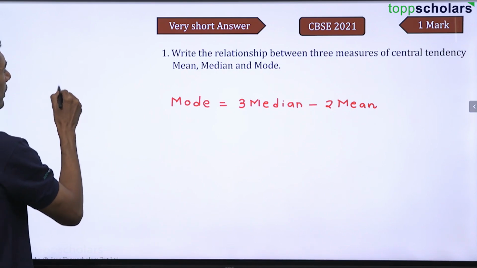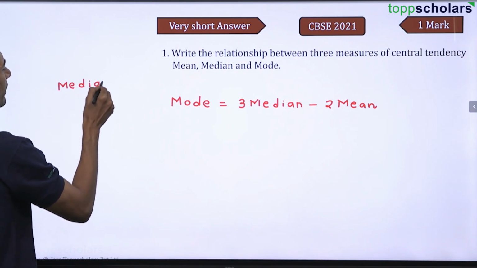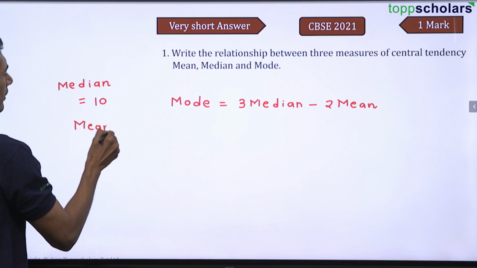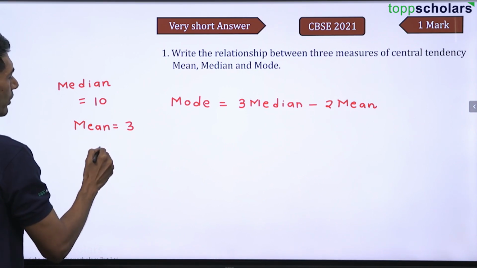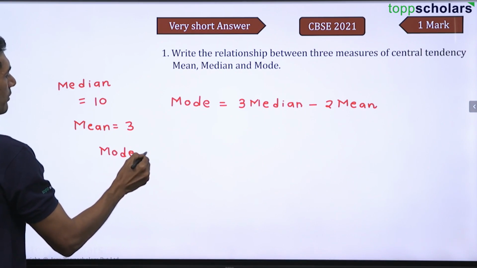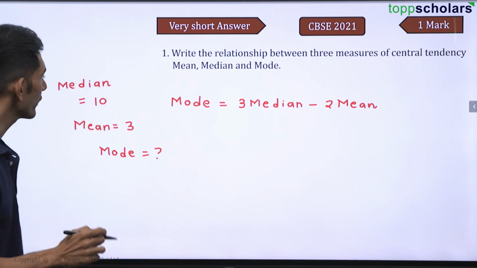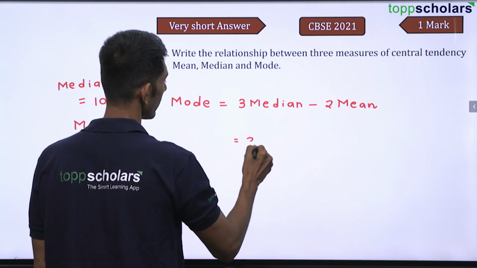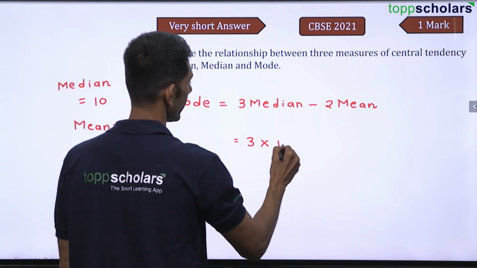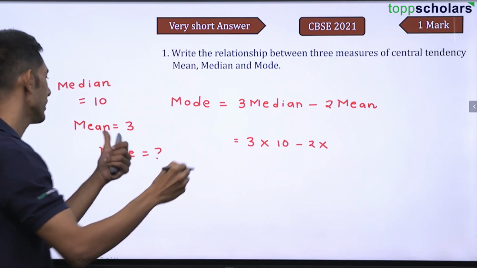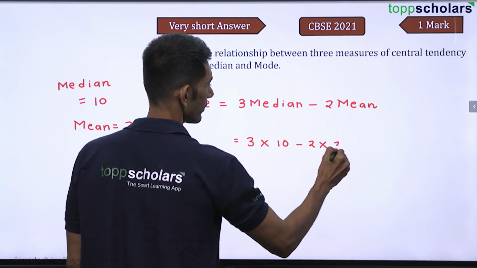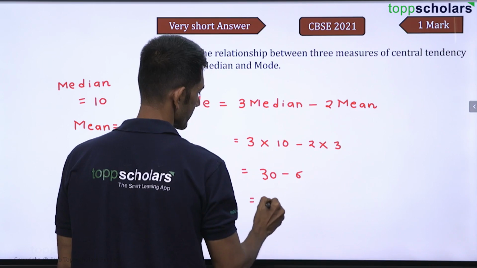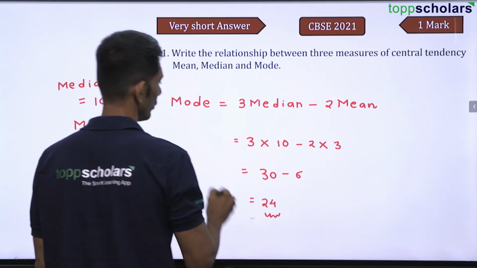So always remember, they can also ask you questions. Say for example, they give you the median of the data. Just a random example. Median of the data is 10 and mean is say 3. Find mode. If they give you something like that, this is what we're going to use. Mode is equal to 3 times median minus 2 times mean, and we'll put the values. That is equal to 3 into median, which is 10, minus 2 into mean, that is 3. So that is 30 minus 6, which is 24. So that's how you can calculate mode.